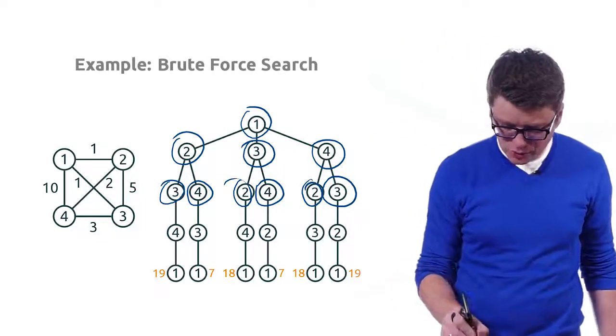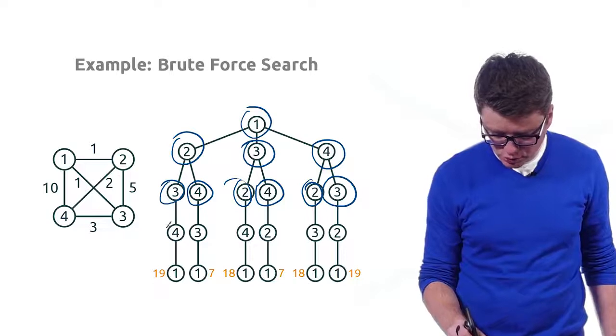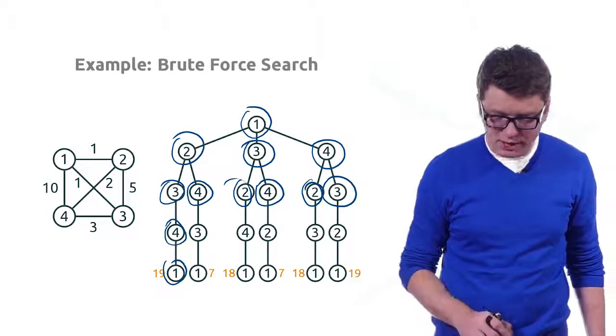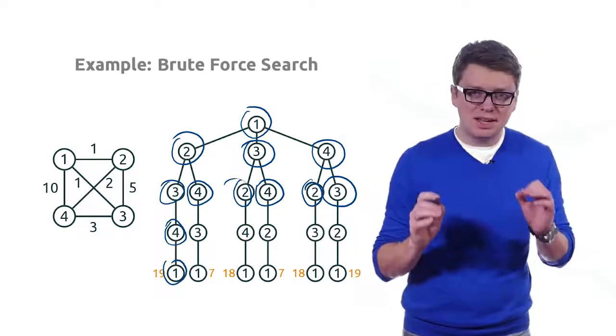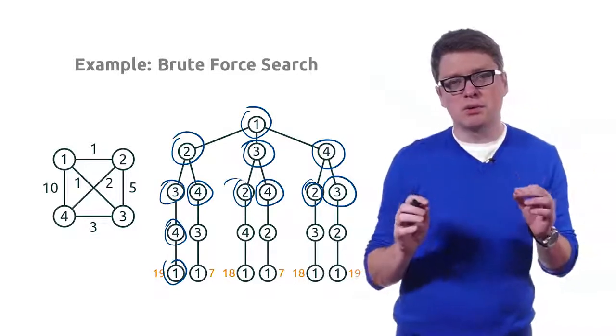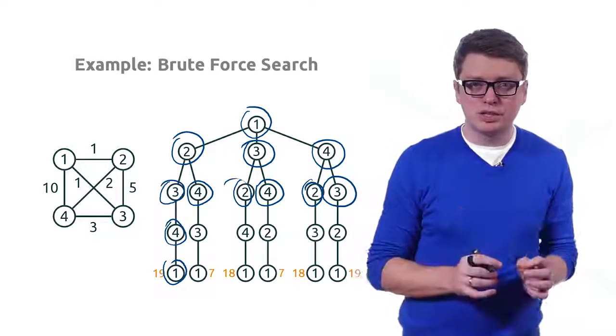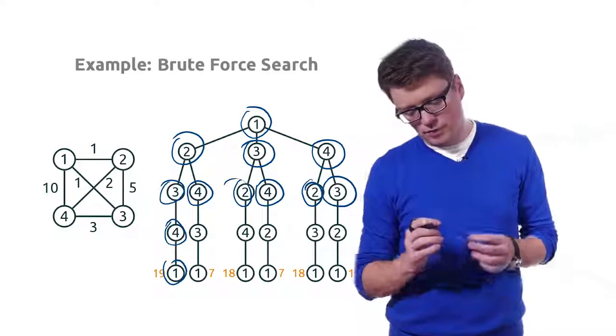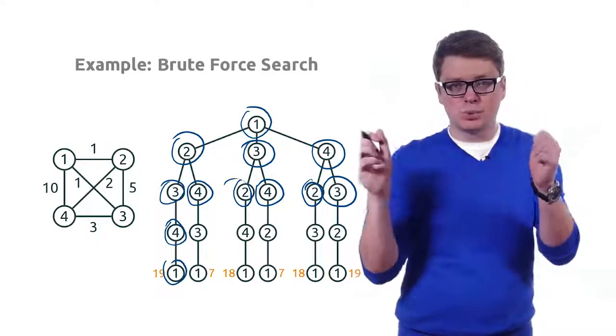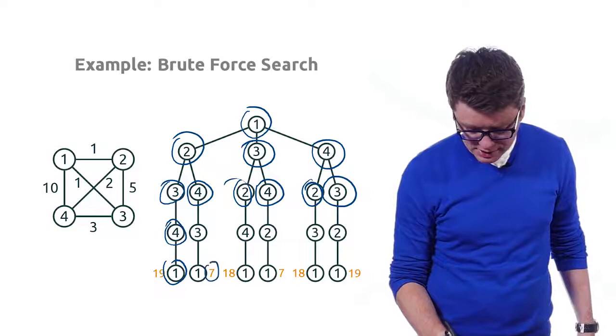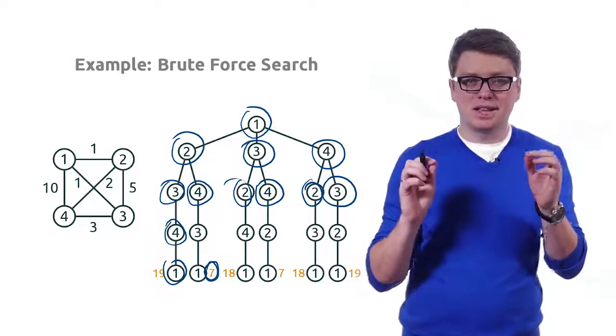Okay, then from 3 we have already no choice, we need to go to 4 and then to go back to 1 and so on. So the leaves of this tree correspond to all possible permutations. And actually from all possible permutations starting with 1, you see that 7 is the best length of a cycle.